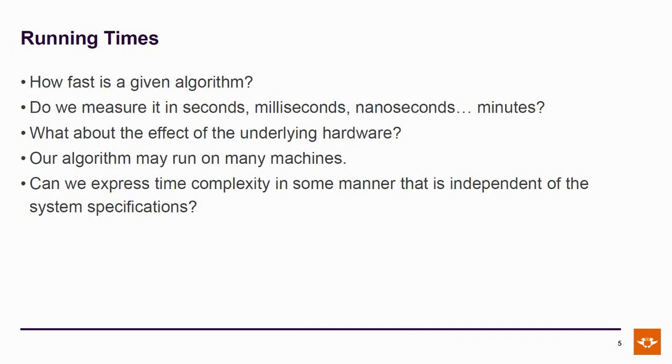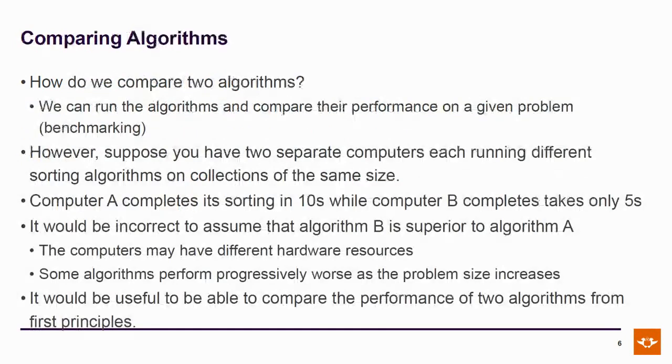Especially imagine if you run anything that runs in the browser on the web, that stuff gets distributed to everyone's computer who connects to your website and runs there. So algorithms will run on many machines, not just on the one machine you developed it on. So it's nice to be able to express the complexity of an algorithm in terms of its time in some way that's independent of the system specifications of the machine you're running it on.